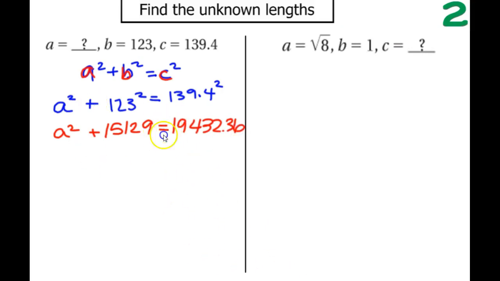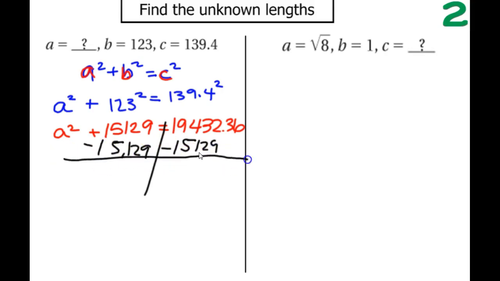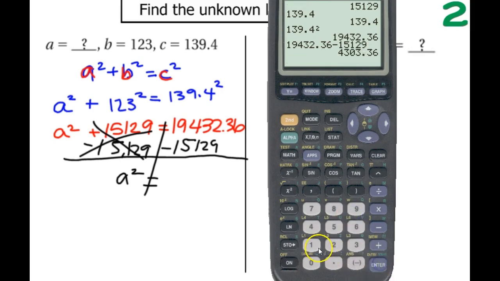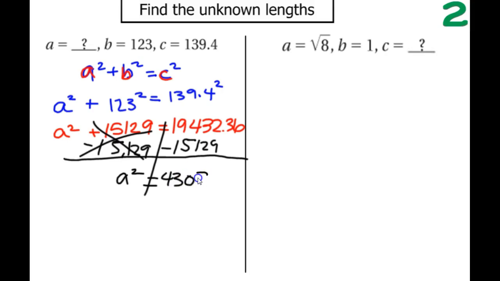So I know these are big numbers. We need to get a all by itself, so I'm going to subtract 15,129. So those eliminate, and we have a squared equal to something. I'm going to subtract this. 19,432.36 minus 15,129 gives me 4,303.36.